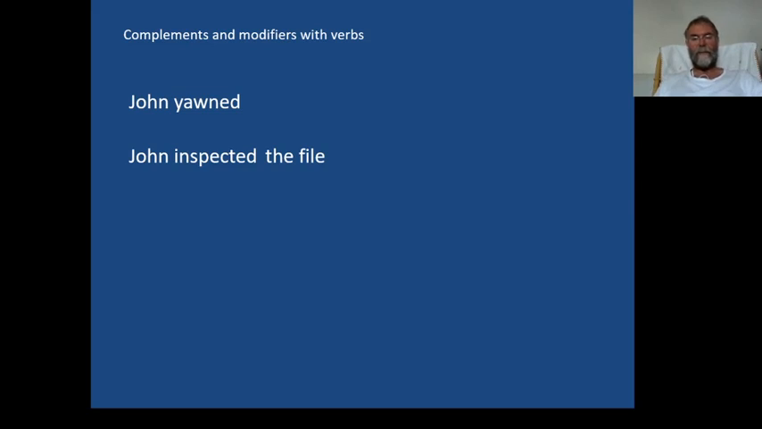Inspect, on the other hand, is a transitive verb, and therefore it takes a DP complement. Different verbs take different complements as part of their selectional properties. And if you try to give an intransitive verb an object, or try to take the object away from the transitive verb, you're going to get something ungrammatical, because these two sentences defy the selectional properties of the individual verbs involved. Okay, you can't say John yawned the file or John inspected. That is due to the relationship between the head and the complement.